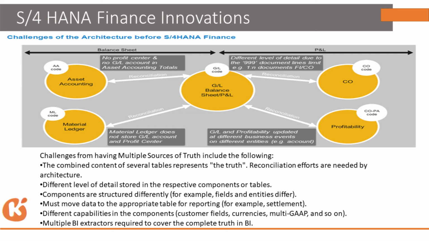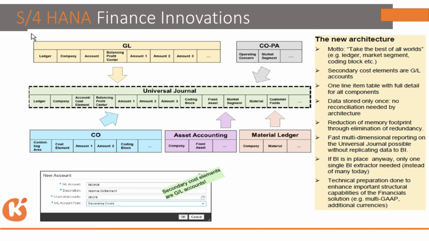This is now removed with the invention of the Universal Journal or ACDOCA. This is the table they have created in S/4HANA, which basically integrates everything into the same table. So if you post any document, everything will be posted here, like GL, AP, AR, CO, asset, material ledger. Even if you are using account-based COPA, that also will be part of your universal journal. But if you are using costing-based COPA, then still it will be in different tables.